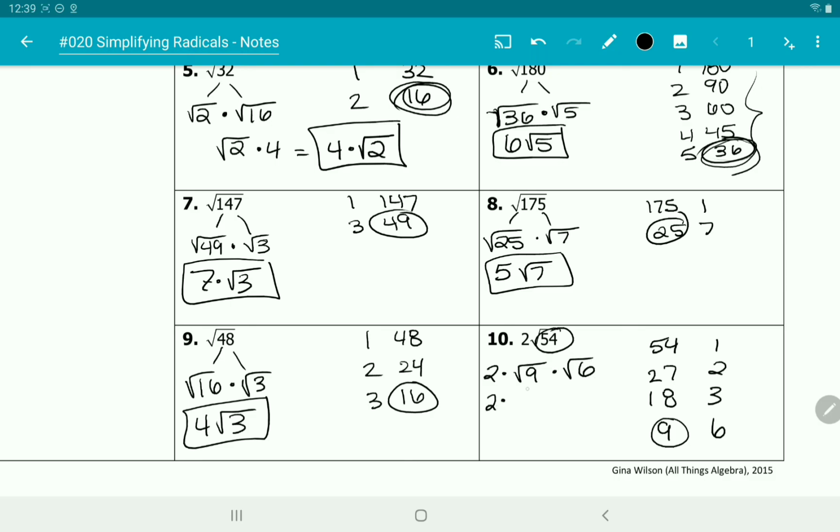If we simplify that, square root of 9 is 3. Okay. We keep the square root of 6 as its own, and then whatever's outside of the square root we can multiply out, and we leave whatever's inside the square root under the square root.